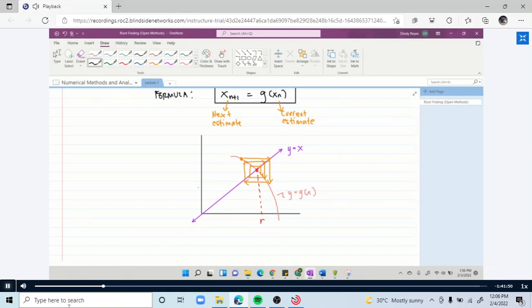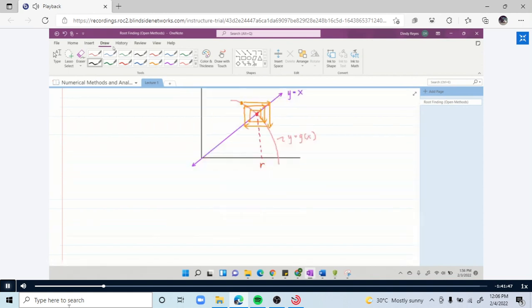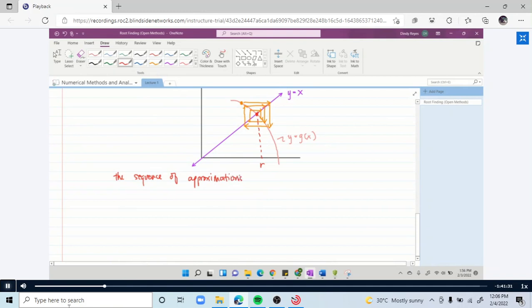Now, how do we ensure? You have to take note of this. So, the sequence of approximations converges to the root R if and only if the absolute value of the derivative of g of x is less than 1 for all x sub n.